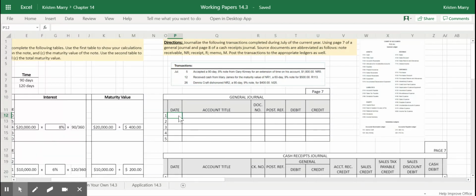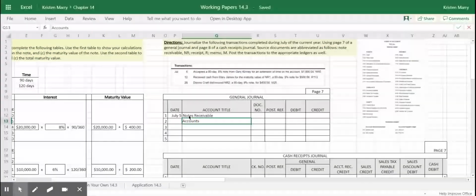Okay, so let's practice on recording notes receivable transactions. So July 5th accepted a 90-day 8% note from Gary Kinney for an extension of time on his account. So $1,800 is what he's asking for. So we're going to record the date, July 5th. Our notes receivable account is increasing, and he is borrowing money from us to pay down his accounts receivable account for the time being.